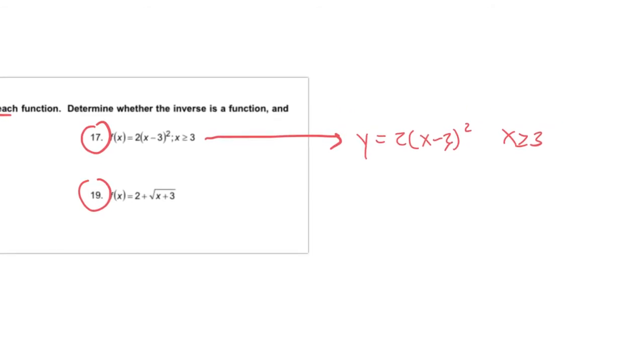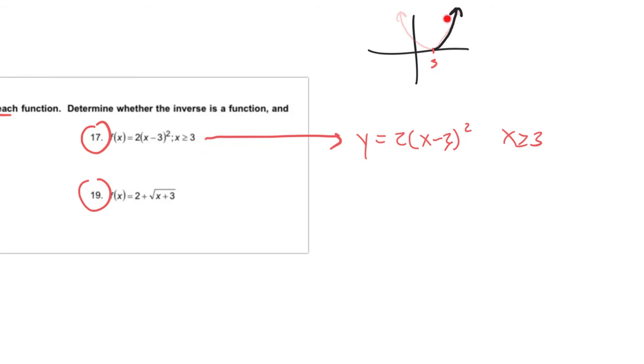So this is a parabola, but there's a restriction. So the original function is a parabola that has a vertex at 3, 0. Okay, 3, 0. And under normal circumstances, it would be kind of like that, maybe actually stretched upward a little bit. But the thing is we're only taking into account the x values that are greater than or equal to 3, which means that we're only really taking into account the black part here, okay? That's the only part that's actually included in this function.